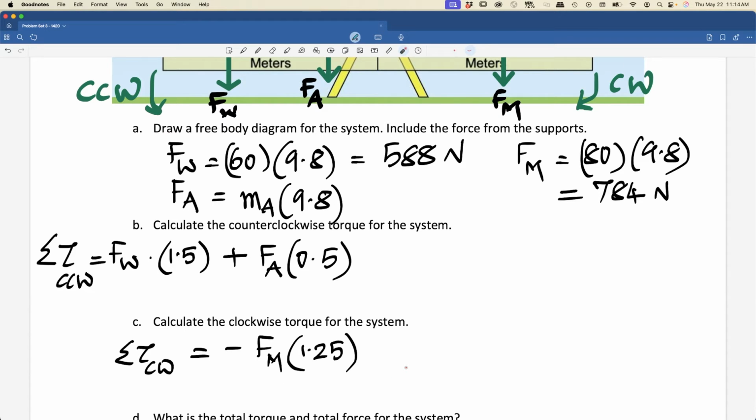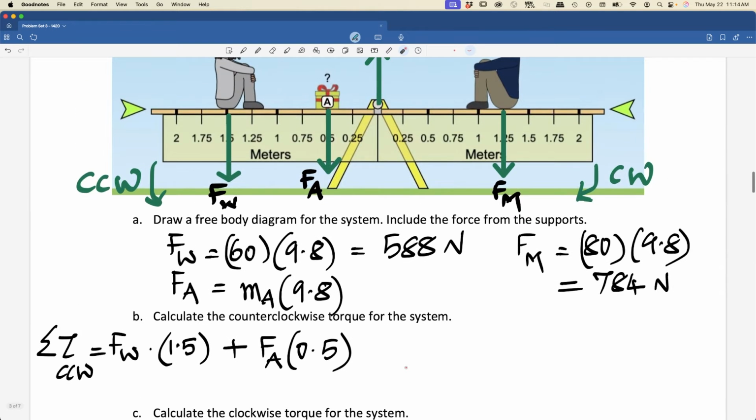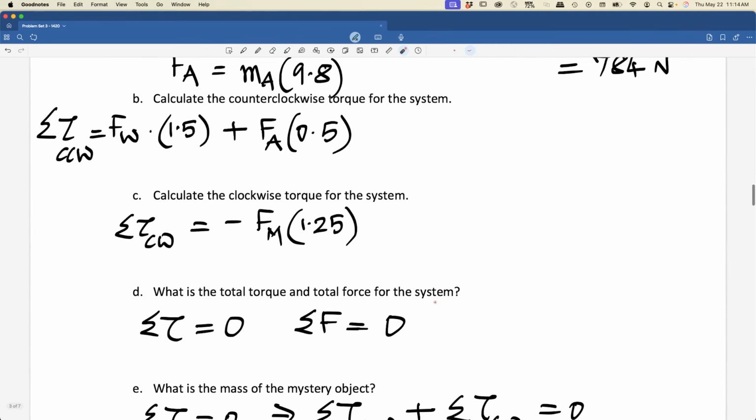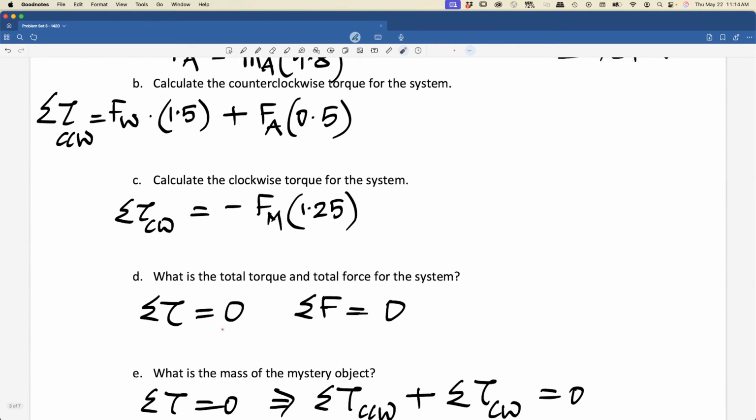Part D, what is the total torque? If a system is stable, such as this, you can see it's balanced, it's stabilized. That means the total torque and the total force both must be zero. So that's why the answer for D is net torque is zero and the net force is also zero.